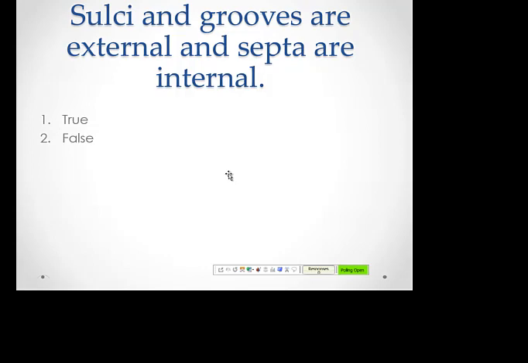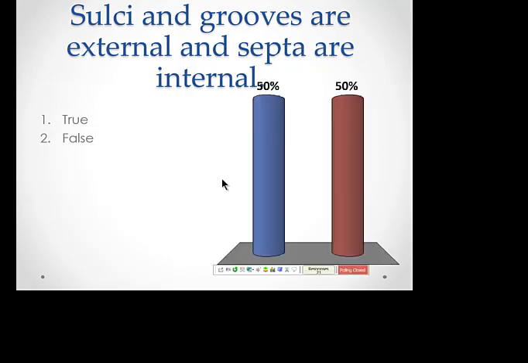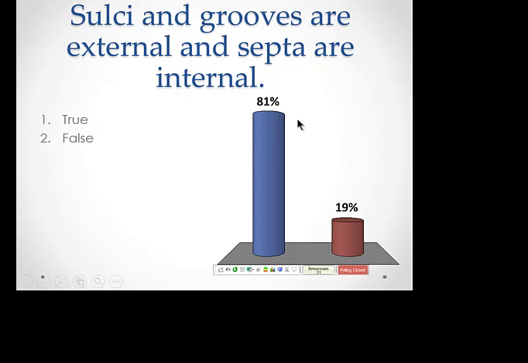Okay, so how about this question? Sulci or grooves are external and septa are internal. So is this true or false? Yes, very good. You saw the septa were present inside, in between the chambers. So they're internal, whereas sulci, the coronary and interventricular, you saw on the external surface of the heart. So those are external.